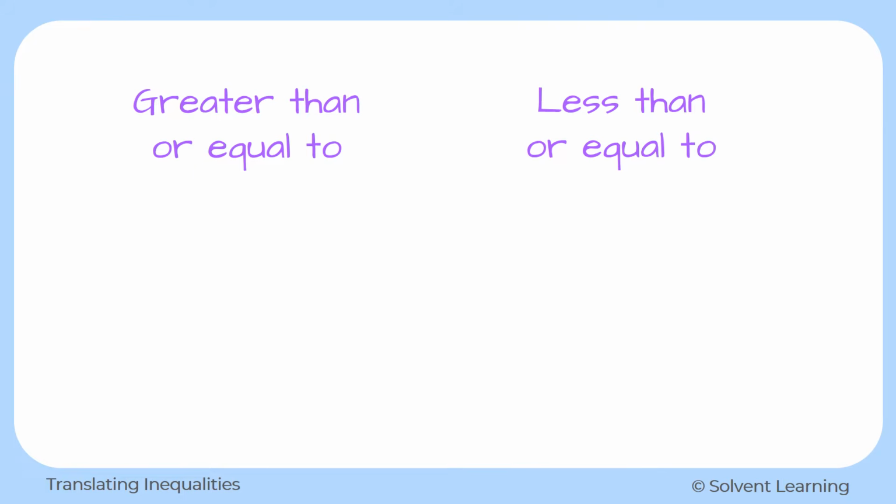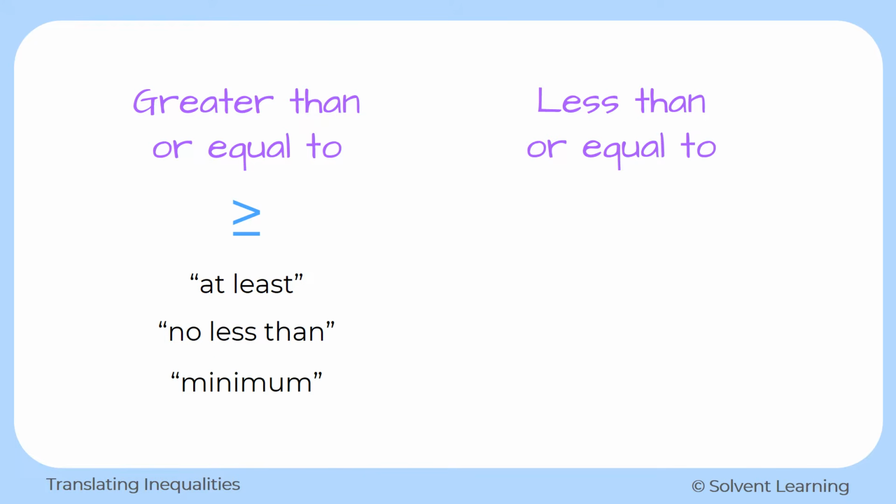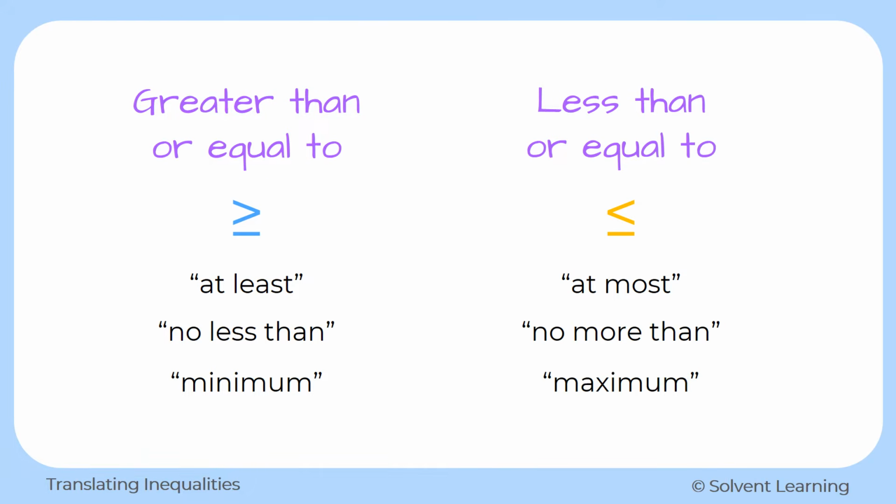We could also have symbols that include equal to with them. For greater than or equal to, the symbol is the greater than sign with a line underneath it to represent equal to. And words that we might see in the word problems for this symbol include at least, no less than, and minimum. For less than or equal to, the symbol is the less than sign with the line underneath for equal to. And words for this symbol include at most, no more than, and maximum.